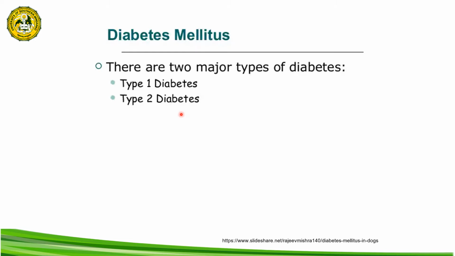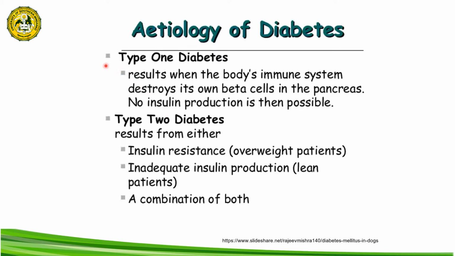So there are 2 major types of diabetes. We have type 1 diabetes and type 2 diabetes. So what is this type 1 diabetes? So type 1 diabetes results when the body's immune system destroys its own beta cells in the pancreas. So because the beta cells are the ones producing insulin, no insulin production would be possible in this type of diabetes.